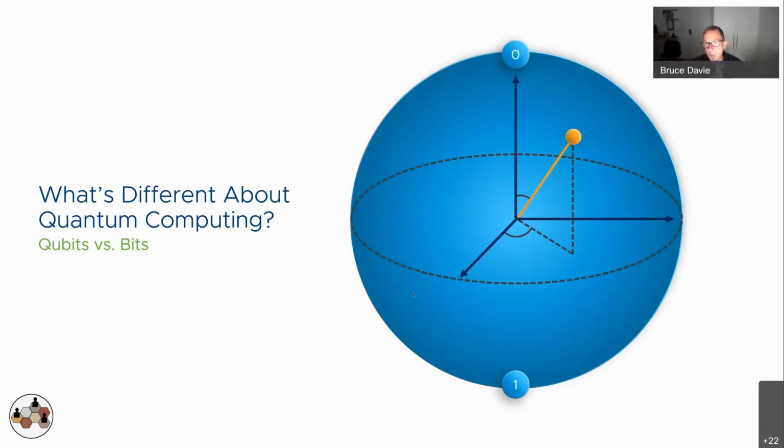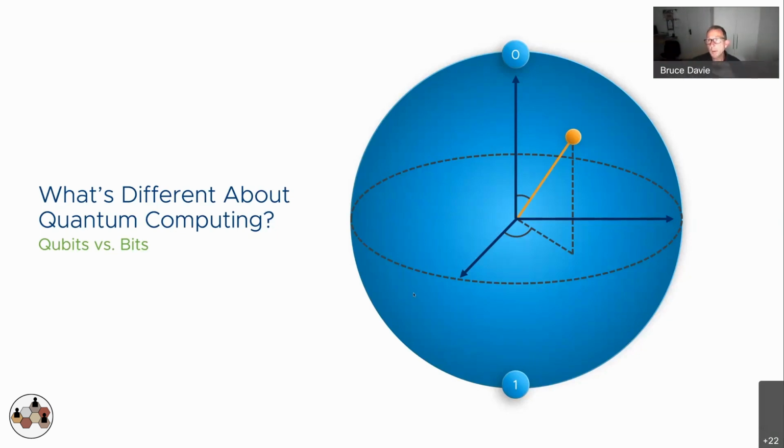Oh, and just to say one more thing on this picture. You can think of the top of this sphere as the 0 state, the bottom of the sphere is the 1 state, and a quantum bit, or a qubit, we can put it into any position we want on that sphere. So it doesn't have to be just at the top or the bottom. We can put it on the equator, we can put it halfway between the equator and the top, or halfway between the equator and the bottom, and we can manipulate where it is.